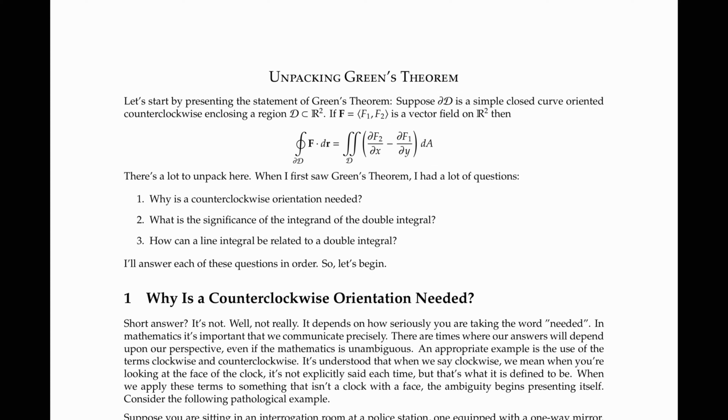So here are my three questions. When I first saw that, and even later, after I got my bachelor's in math and went on to grad school, I was wondering about some things. First of all, why is counterclockwise orientation important? Why is that needed? Does it not work at all if it's clockwise? What happens if it's clockwise? Is clockwise bad? Is counterclockwise better?